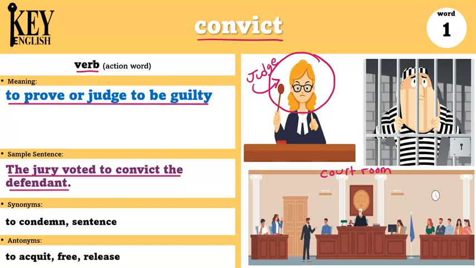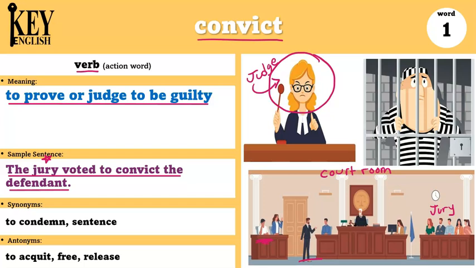It's where people who did a crime go to see if they are guilty, if they did it, or if they are innocent. And in this courtroom, there are people called the jury. And they listen to what the lawyer has to say, and then they do a vote where they say if someone is guilty, so if they did the bad thing, or if they are innocent, if they didn't do it. So in this sentence here, the jury voted that the person is guilty.